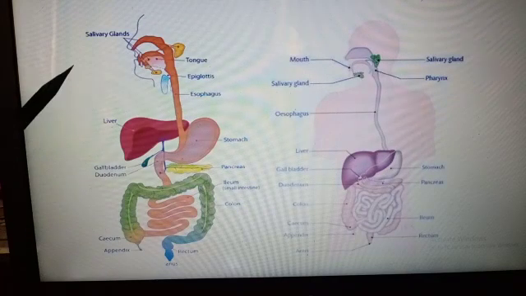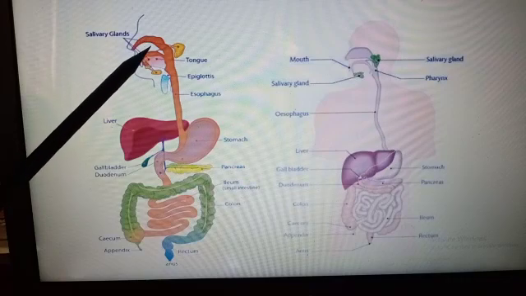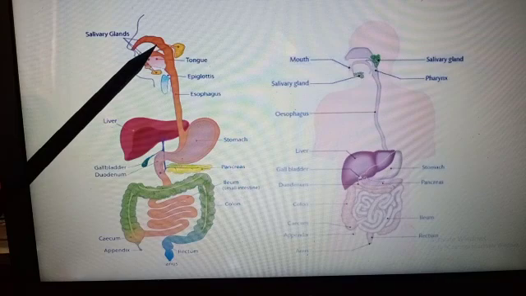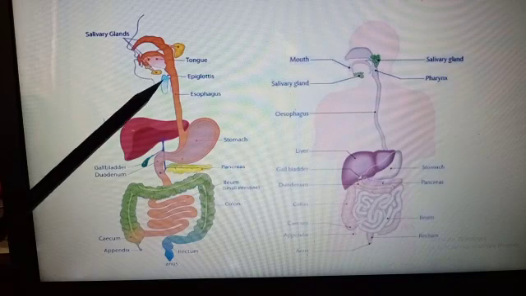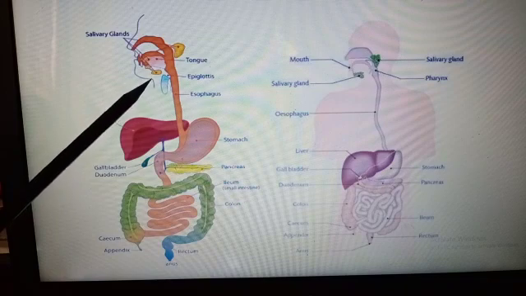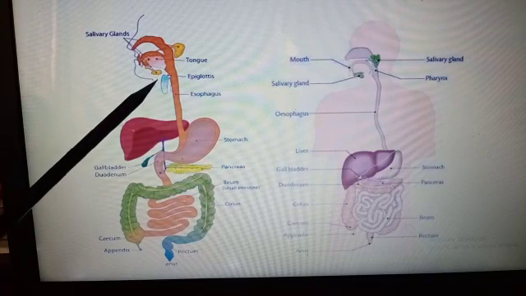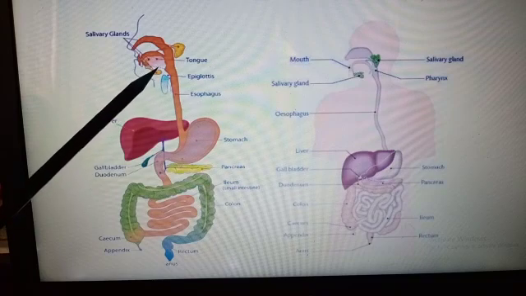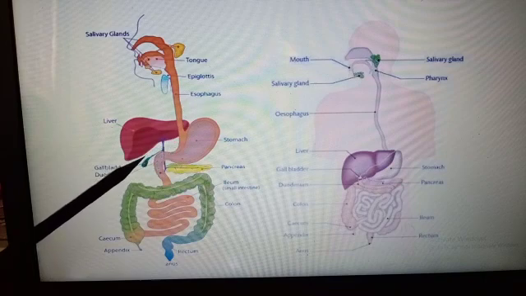See, here you can see how the food is masticated, or you can say chewed properly, and it goes through in the form of a bolus. Now here is the epiglottis. You can see this is written epiglottis. This is a flap which protects the respiratory tract while the food is going to the stomach through the esophagus.